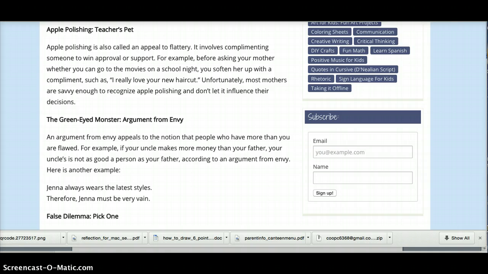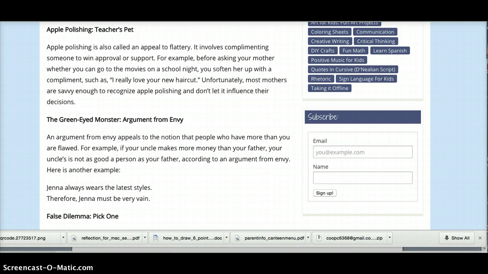The first type is called apple polishing, sometimes called the teacher's pet fallacy. It's like when you're appealing to flattery, so complimenting someone to win their approval or their support. So, for example, before I ask my mum if I can go to the movies on a school night, I might soften her up by saying, "Gee, Mum, I really love your new haircut." However, most mums are quite switched on, so they know when this is happening.